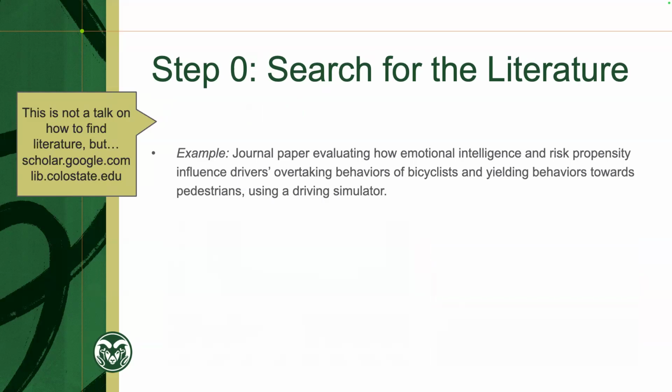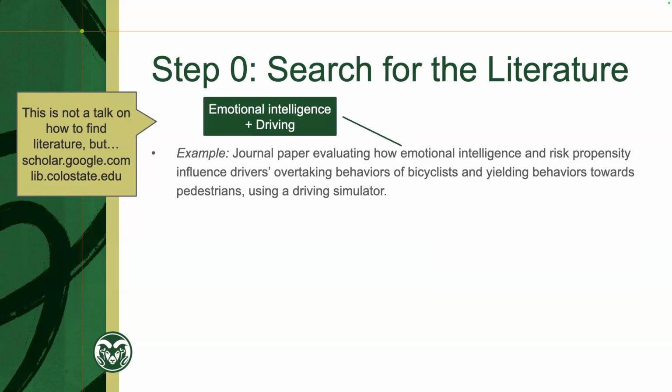You can go to scholar.google.com or you can go to lib.colostate.edu. And those are usually the two search tools that I use. I type in some keywords and I just get 50 to 100 papers to start with and go from there. So I would highly recommend using scholar.google.com as your primary search tool for uncovering literature.